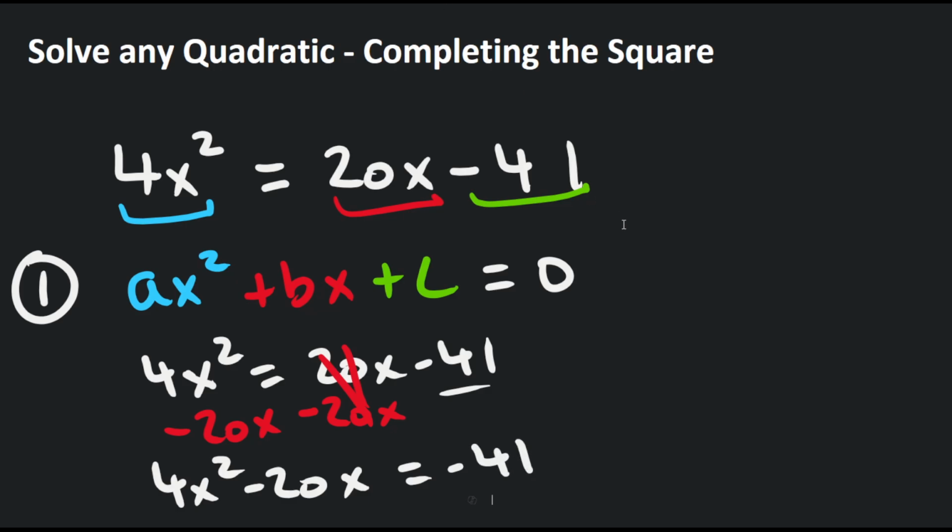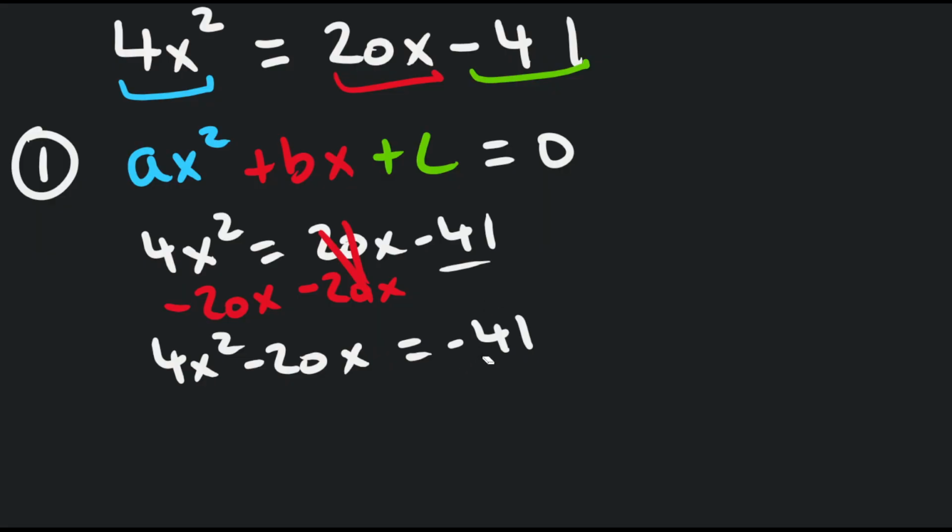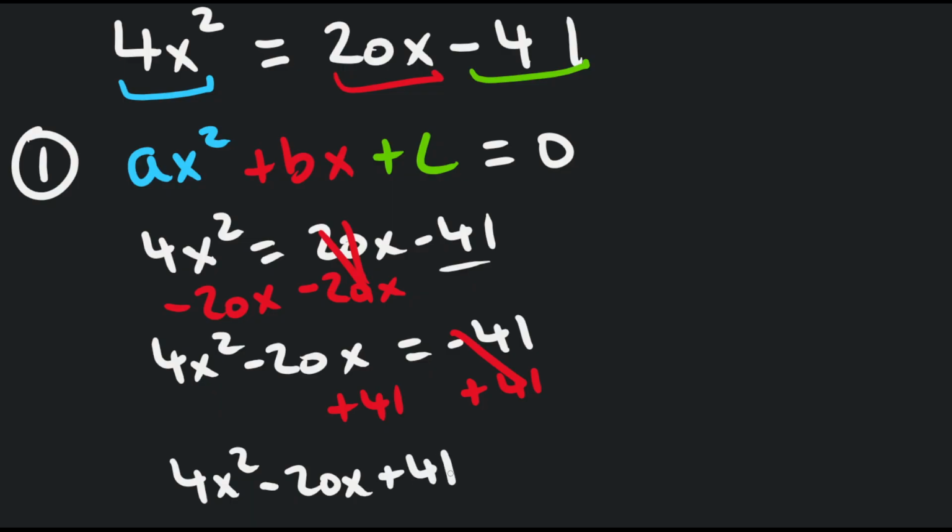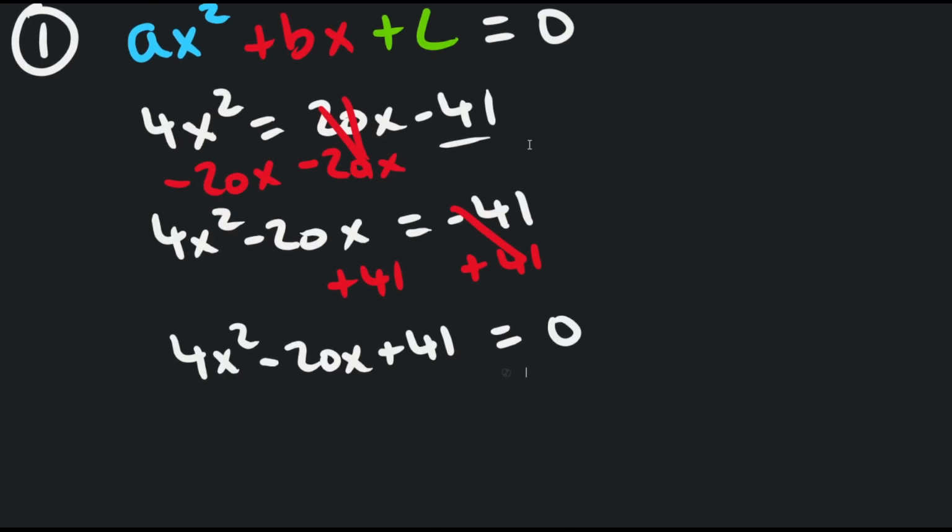We are also going to move the negative 41 to the other side as well. So let's add 41 to both sides, the opposite of negative 41. 41 here and 41 there. And we are left with 4x squared minus 20x plus 41 equals 0. Excellent. So that's our first step.